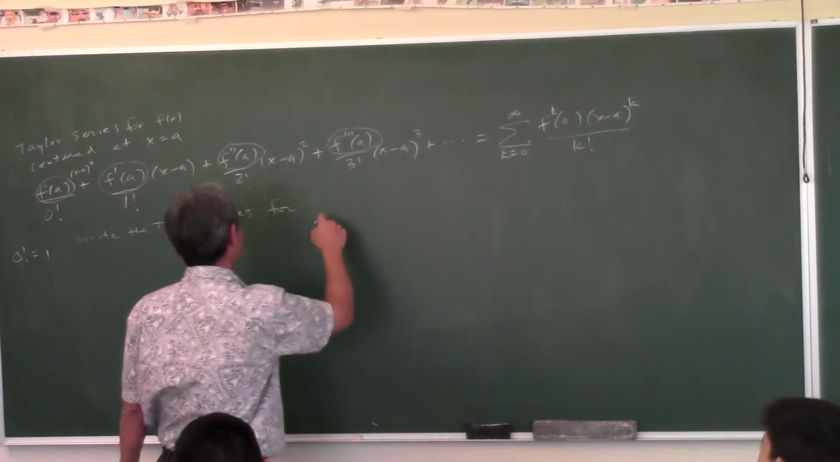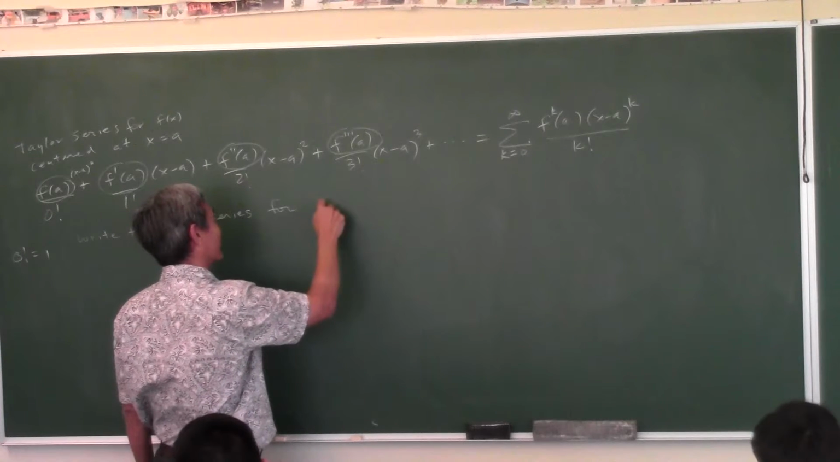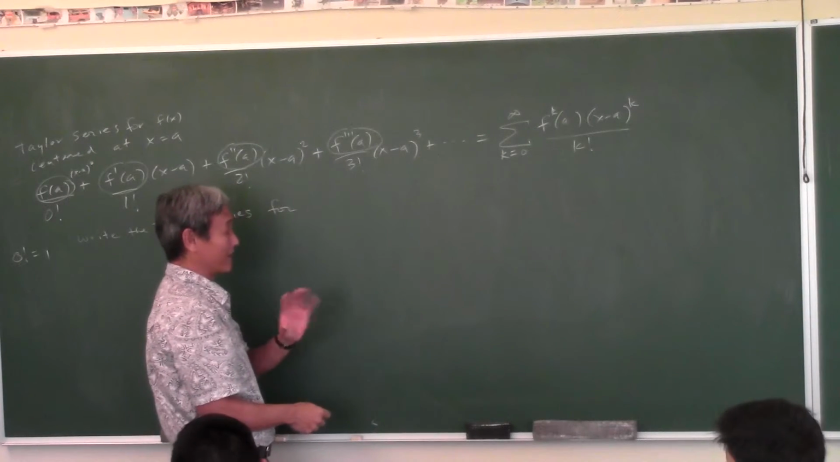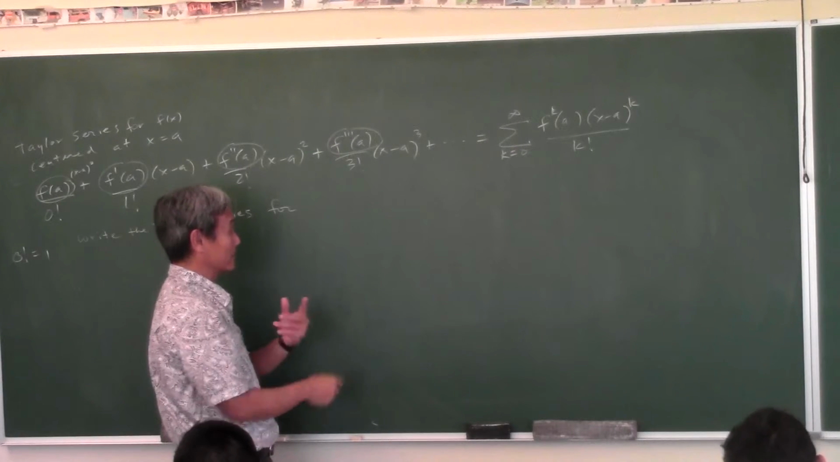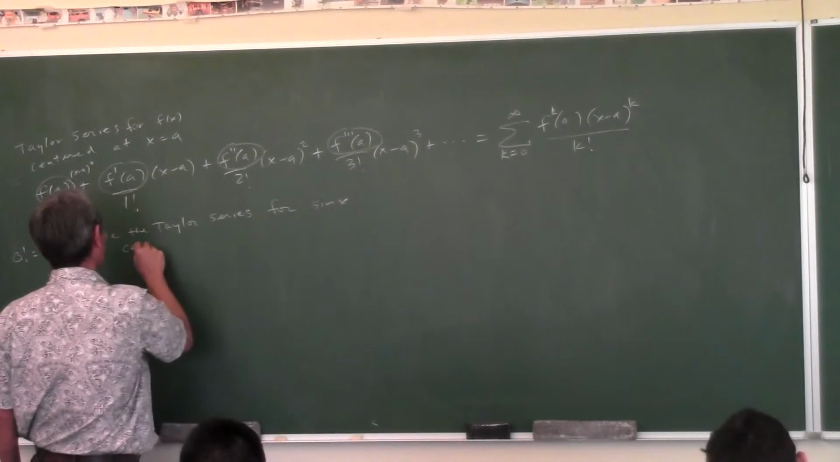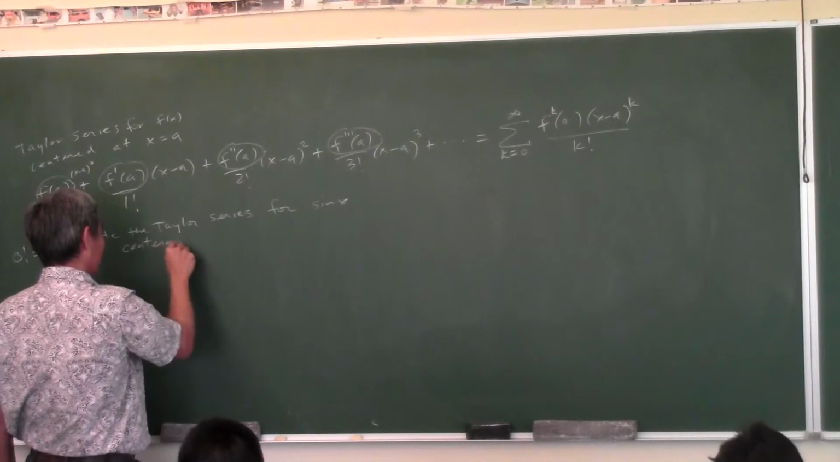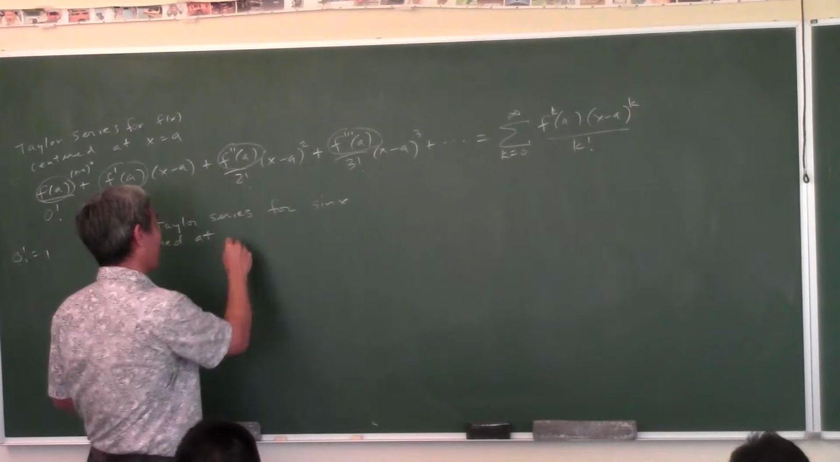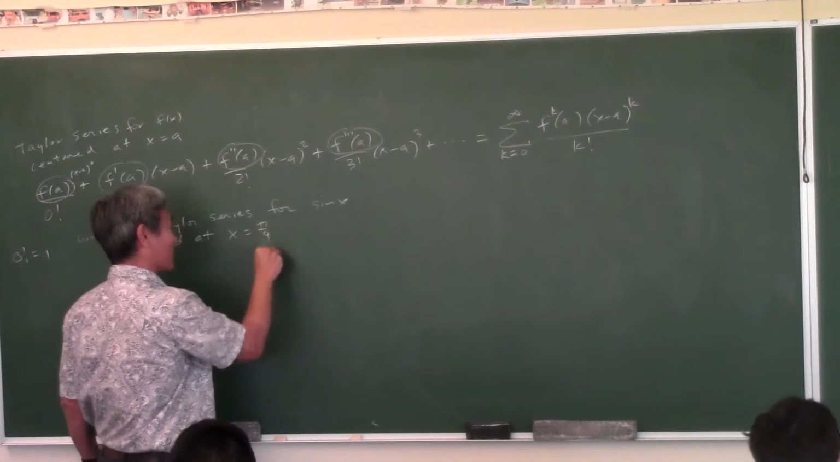Let's write the Taylor series for, what function should we do? Let's do something we know. In your homework, I think you're doing cosine x, so let's do sine x then. Centered at, your homework, I think you're doing pi over 4, so let's just do pi over 4. Maybe I'm doing your homework problem, I don't know.